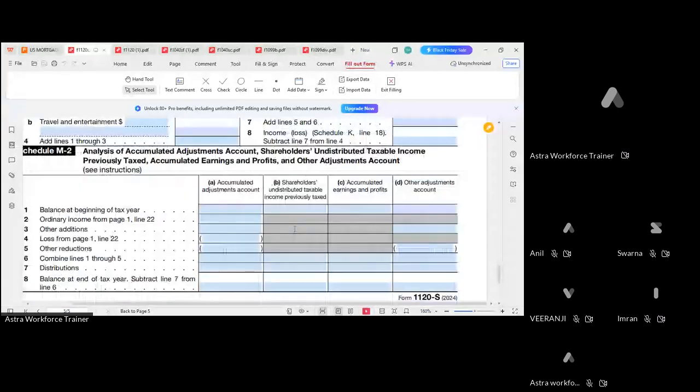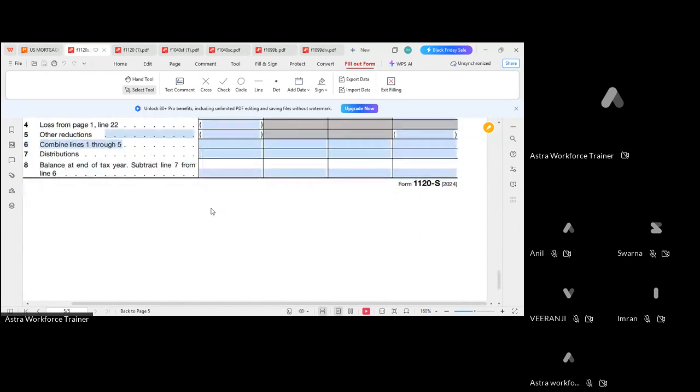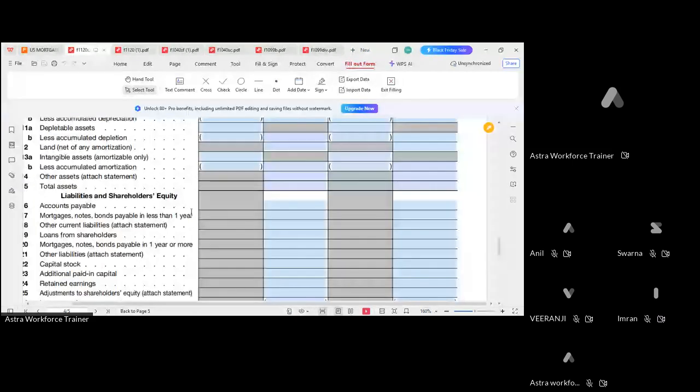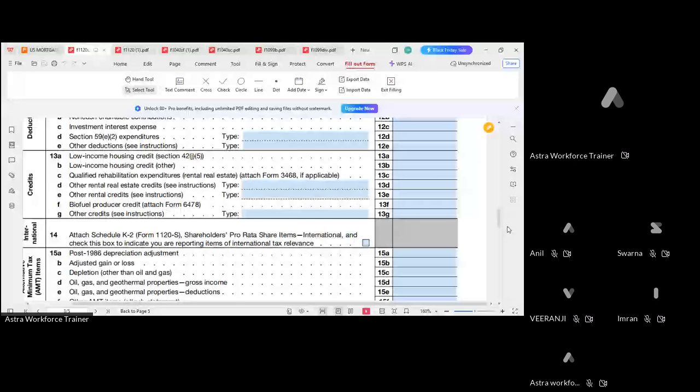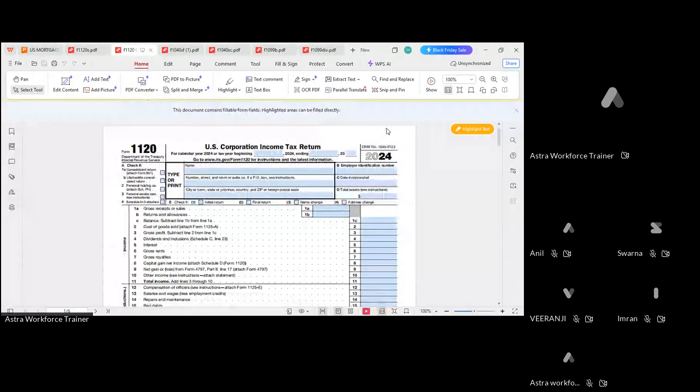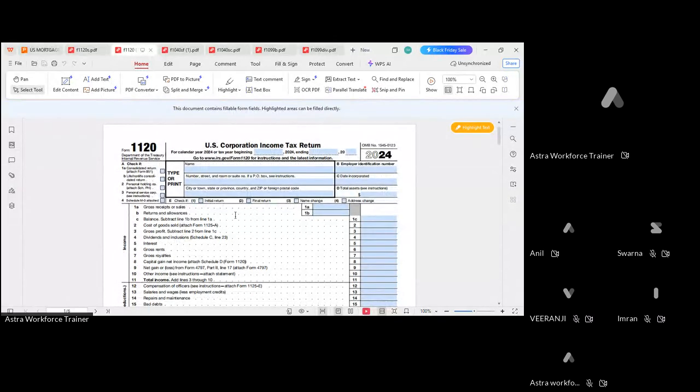This is also the same. What are the profit percentages? You will get the ordinary income, everything. Page 1, line item 22. So if you cross-verify that, you will get everything. This is the 1120, the corporation income tax return 1120. Same type only. There will be slight changes over here.